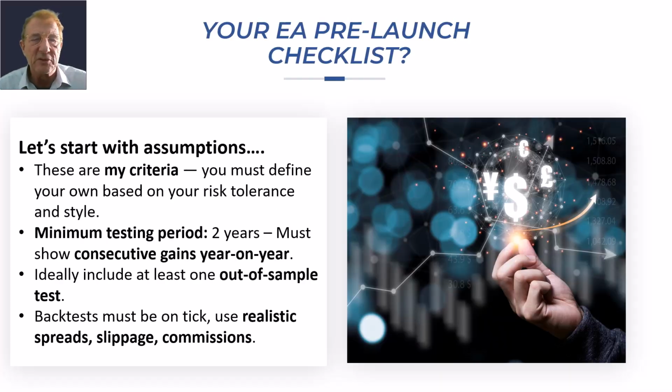So first of all, just to say these are my criteria, you've got to define these for yourself based on your own risk tolerance and trading style and your objectives for your EA trading. I would tend to test for a minimum of 2 years, must show at least consecutive gains year on year, and ideally at least one out of sample test should be carried out. Backtest must be on tick, use reliable spread, slippage and commissions within any calculations on the metrics that you're seeing.